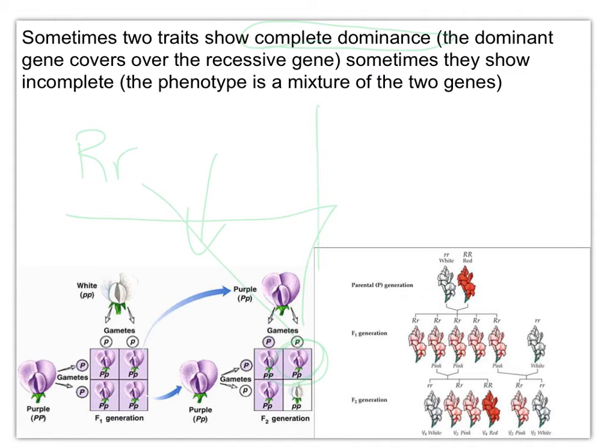However, there are many other organisms where the intermediate genotype, or the heterozygous genotype, is its own phenotype. So in this case, you have white and red combining, and when you have heterozygous, you have pink. And this is called incomplete dominance.